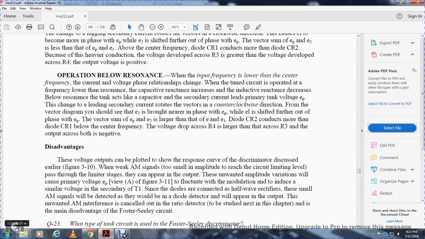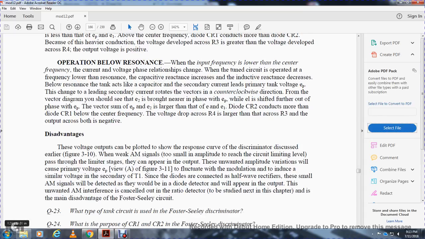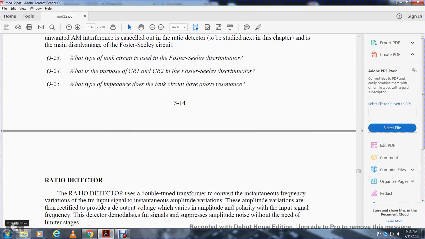These small amplitude modulation signals will be detected. They will be detected by the diode detector and appear on the output. This unwanted amplitude modulation interference is cancelled out with the ratio detector, to be studied in the next chapter, and is the main disadvantage of the Foster-Seeley circuit. Alright, the ratio detector.